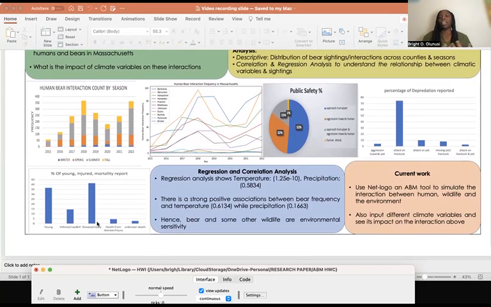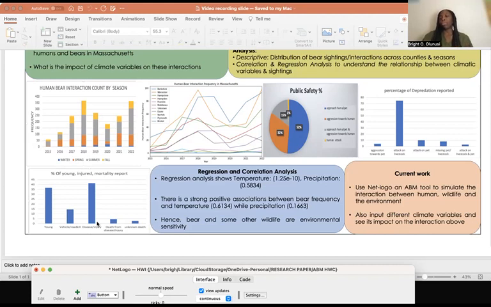Now, I checked, is there any relationship between these interaction report frequencies and temperature or precipitation? And yes, temperature was very, very significant, though precipitation did not play much of a role. Hence, I came to a conclusion that with changing climate, with global warming, with higher temperature records, we will tend to see more human-wildlife interactions over the years because bears and some other wild animals are environmentally sensitive. And now, with more of this interaction, we will tend to see what? We will tend to see conflict situations.